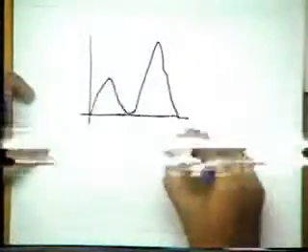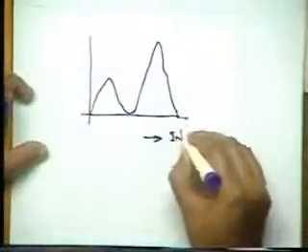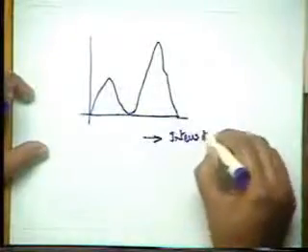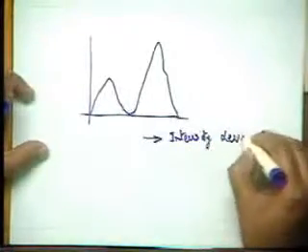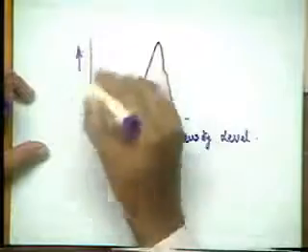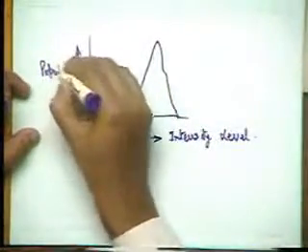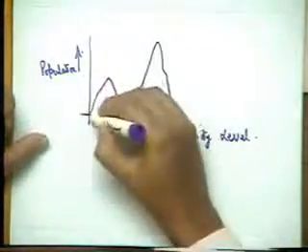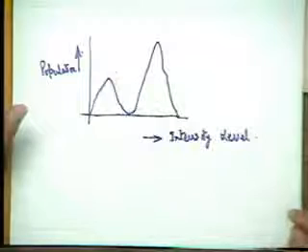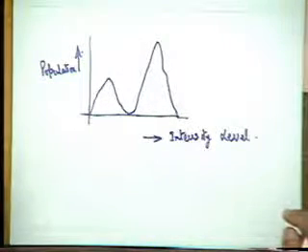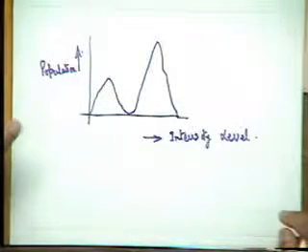Here this is the intensity level. On the x-axis we have intensity level, and the y-axis we have the population, or rather the number of pixels. Now, what does this thing indicate? What does this histogram nature indicate to you?